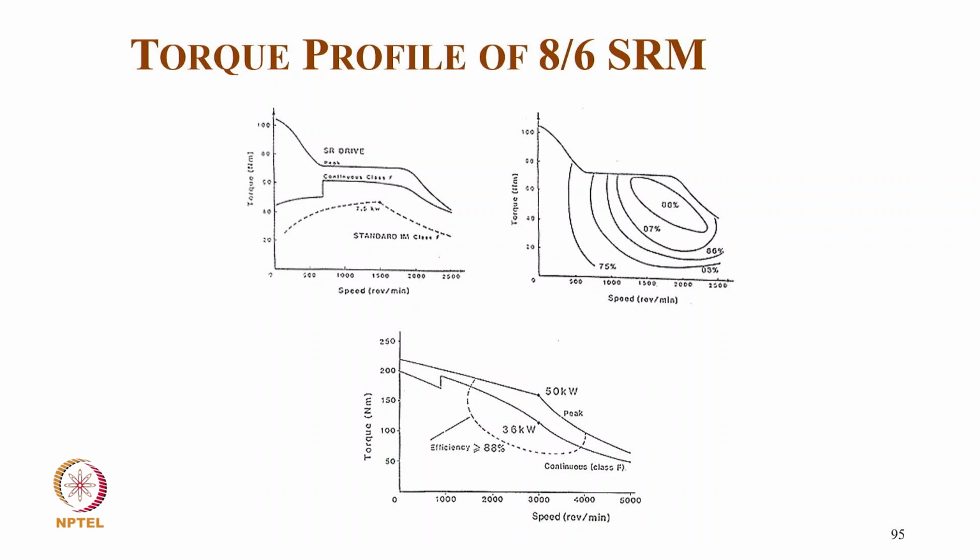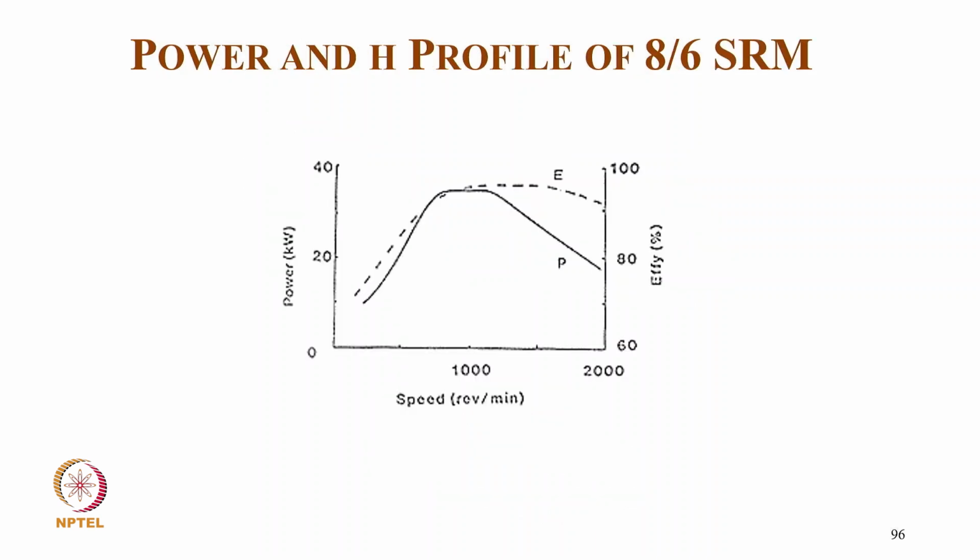And of course the reluctance motor has class F insulation. Then the efficiency contours and torque versus speed. Here you will see there is a contour for maximum efficiency also. So you can get a maximum efficiency over a wide load range. And this is typically power versus efficiency.